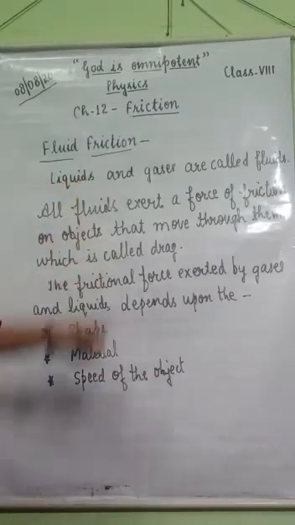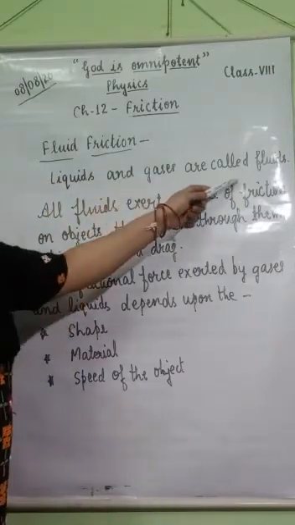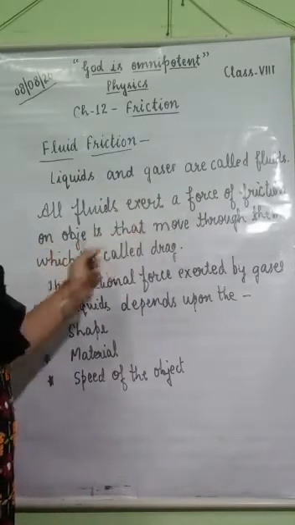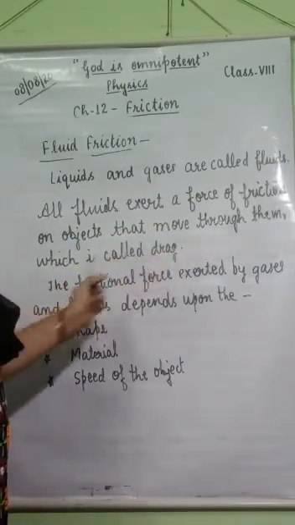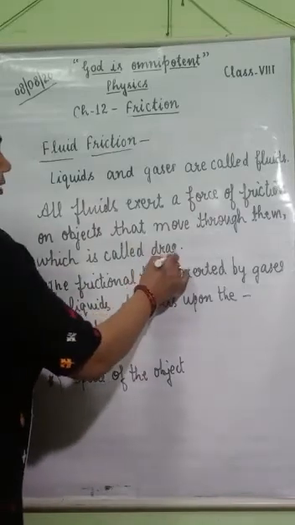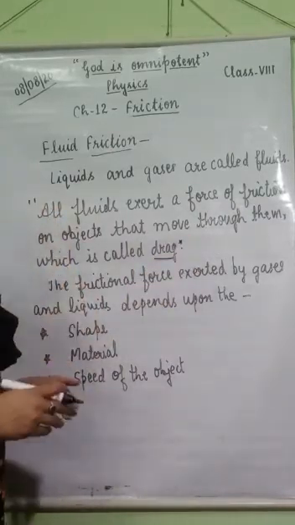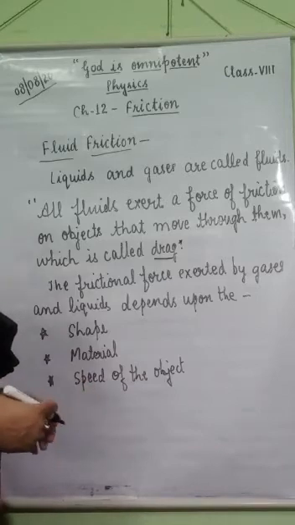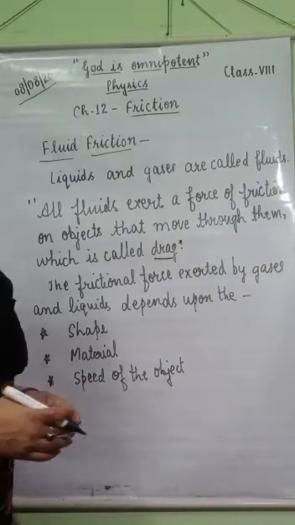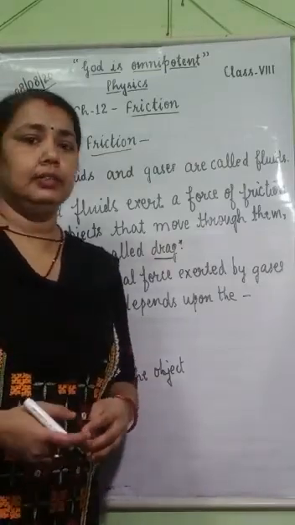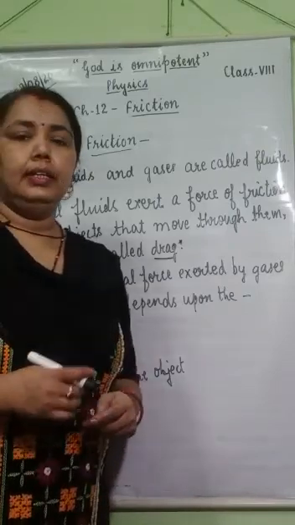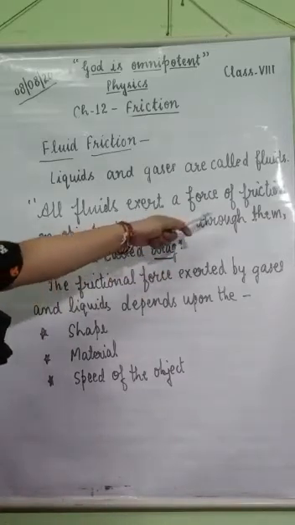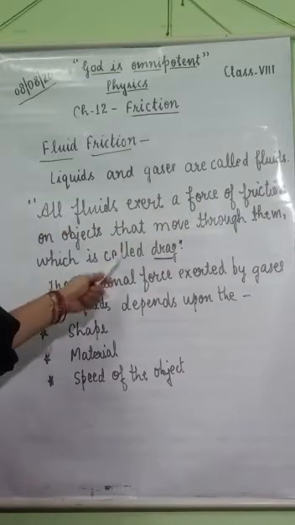Next is fluid friction. Liquids and gases are called fluids. All fluids exert a force of friction on objects that move through them, which is called drag. What is called drag? The force of friction exerted by all fluids, meaning liquids and gases, on objects that move through them. Suppose you have seen a fish move in a liquid, meaning water, and an aeroplane move in air. For objects that move through air or water, a force of friction is applied on them, which is called drag.